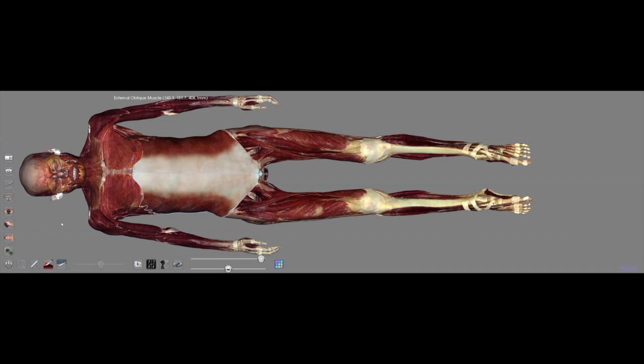Unilaterally, the external obliques rotate the trunk to the contralateral side and laterally flex the trunk to the ipsilateral side. So the right external oblique, which is highlighted here, will, when contracting unilaterally, rotate the trunk to the left and laterally flex it to the right. Bilaterally, the external obliques flex the trunk.